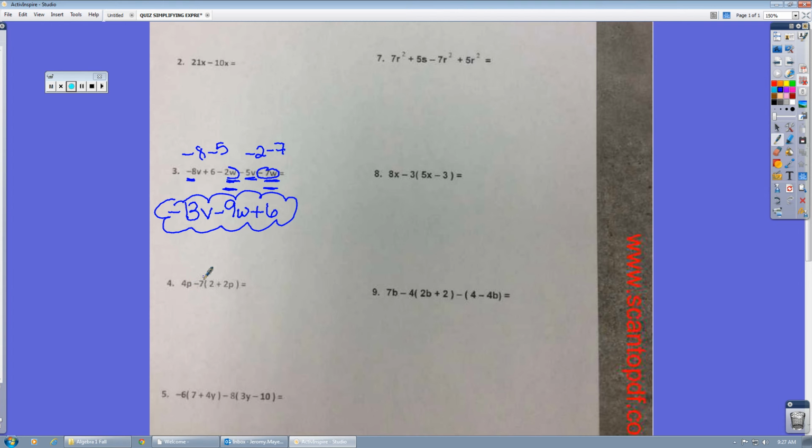Look at question 4. This time you have a distribution property, so you have to multiply -7 times 2 first. That's -14. Then you have to bring down the p, and then bring down this 4p. We could call them p's. If I have 4 orders of p's here, and I take 14 orders away, then I would be in the -10 orders of p's, and then bring down your -14. And there's my answer.